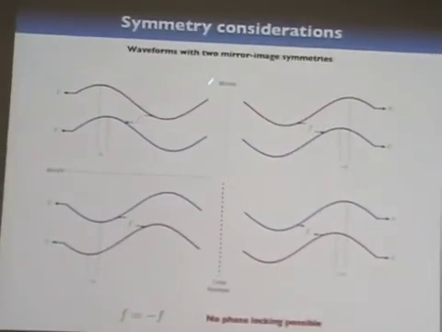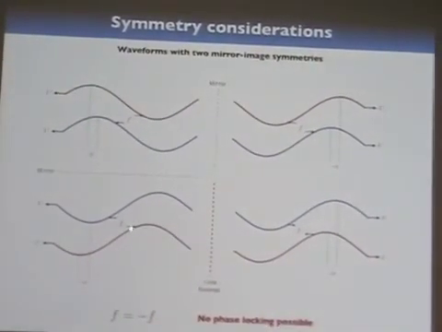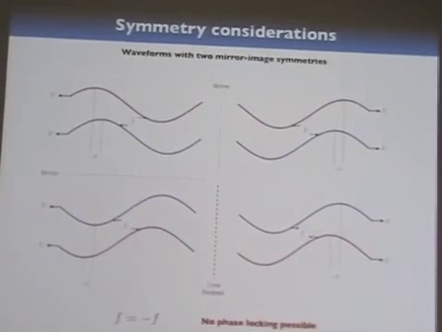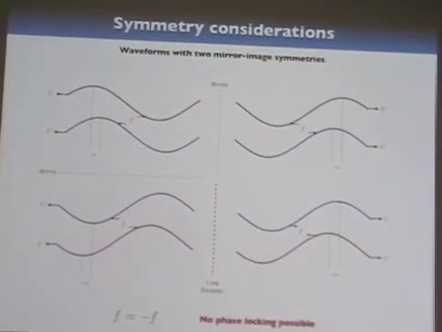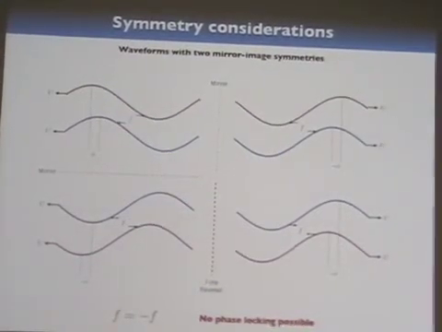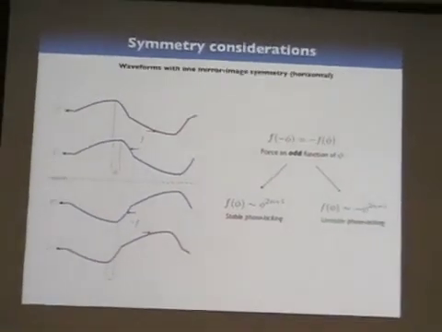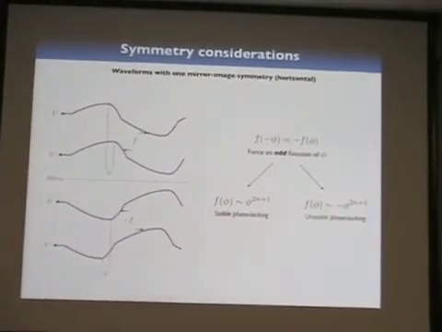If you have a waveform where you can do those two symmetries, then there's no phase locking. So if you take two swimmers that have an exact sine wave, or any geometry that looks like a sine wave, they will never phase lock, ever. So you need to break the symmetry between the front and the back of the cell.